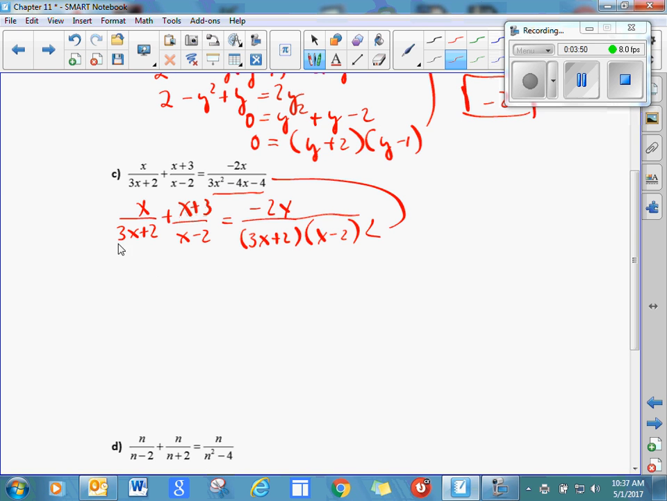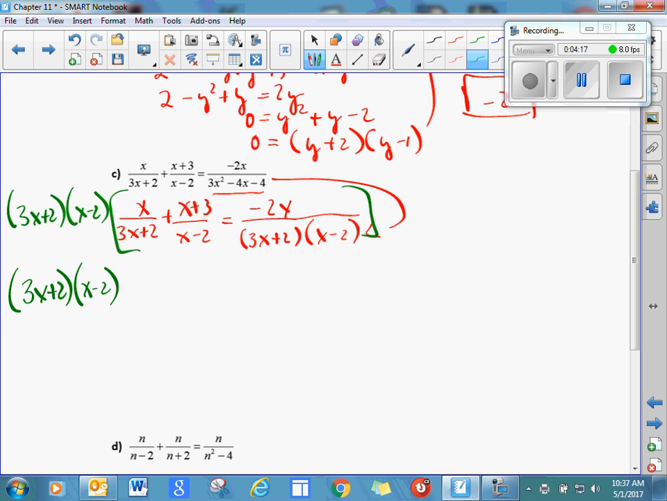Okay, so my common denominator now has to have the 3x plus 2, and it's got to have the x minus 2. And that's what this guy needs as well. So we're good to go, and we know our common denominator is going to be 3x plus 2 times x minus 2. I'm going to move it up here so I don't have to write that again. That is all going to be distributed to the original equation after we factored it.